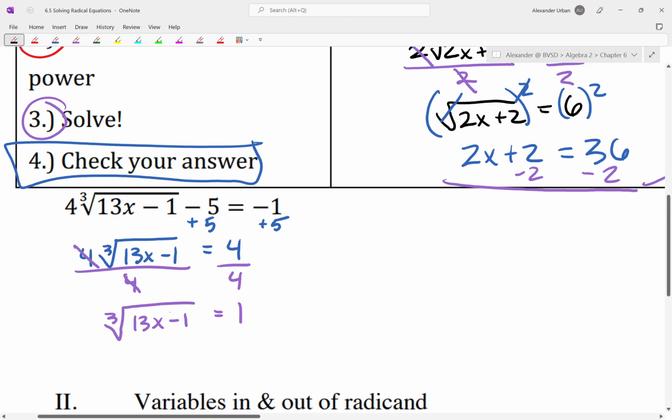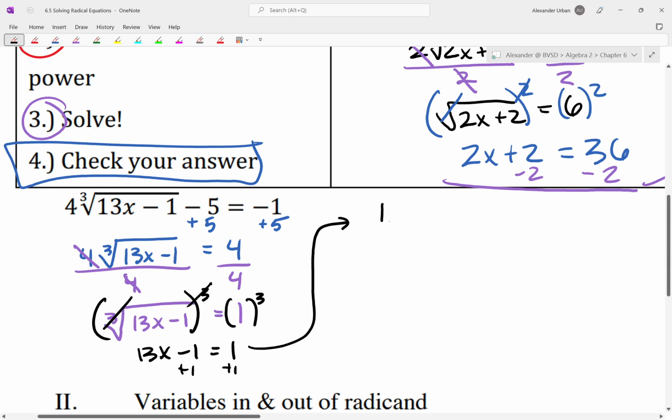To get rid of a cube root, we need to raise both sides to the power of 3. And we're going to end up with 13x minus 1 is equal to 1, because 1 cubed is 1. Add 1 to both sides, and we end up here having 13x is equal to 2. Divide both sides by 13. Cancels out on the left side, and we have a fraction. Now this might feel like it's not the correct solution, so we should check it.